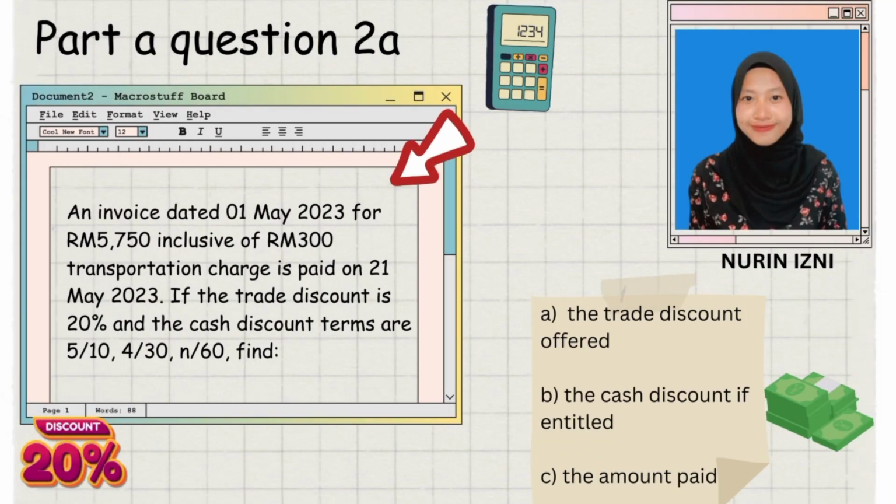That's all for me. An invoice dated 1 May 2023 for RM5,750, inclusive of a RM300 transportation charge, is paid on 21 May 2023. If the trade discount is 20% and the cash discount terms are 5/30, 4/60, find A, the trade discount offered, B, the cash discount if entitled, and C, the amount paid.